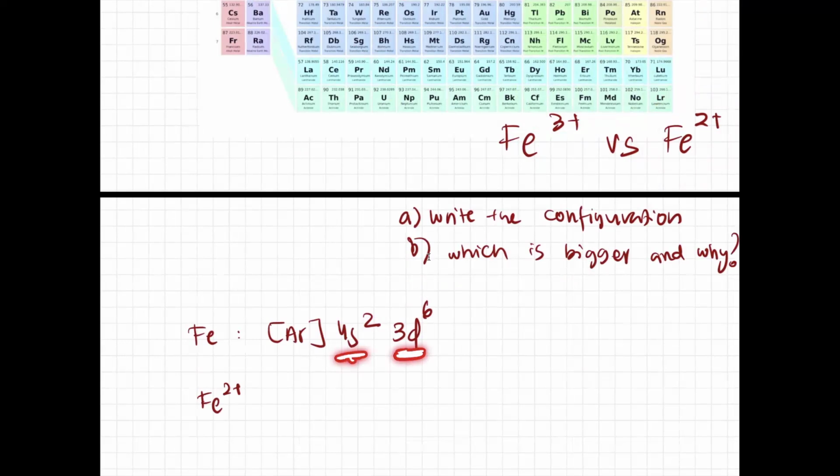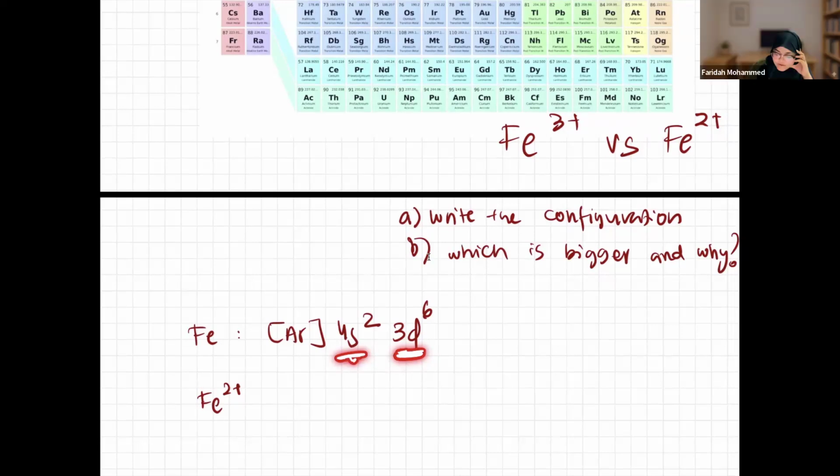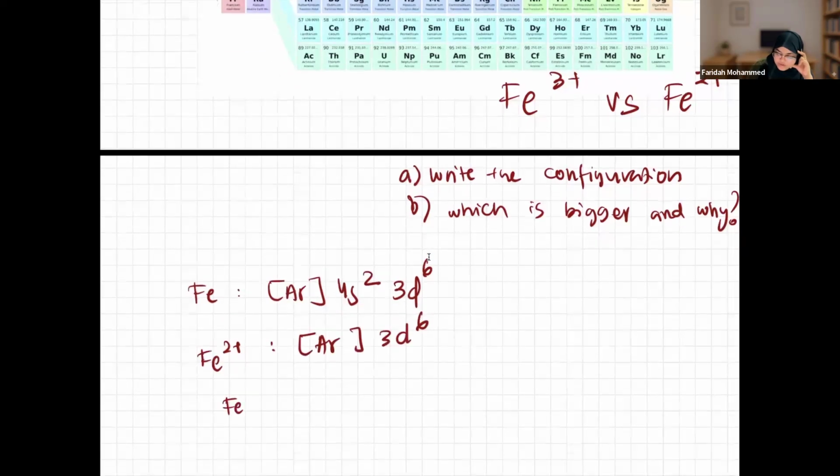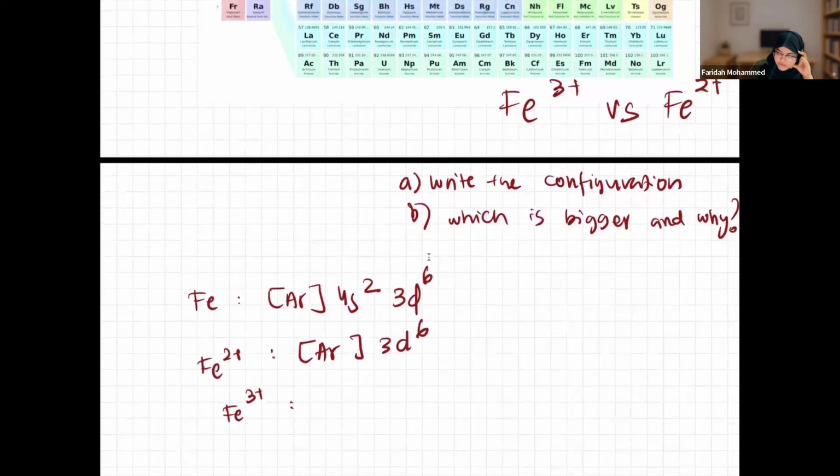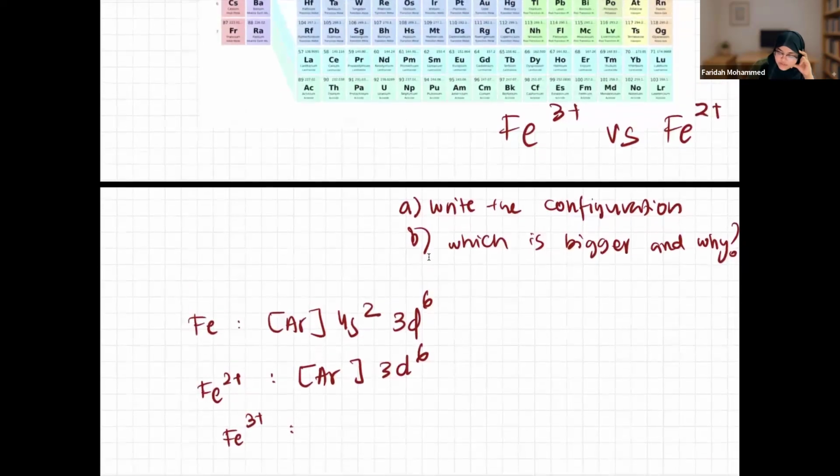We take it from the 4s because it's the outermost shell. You take from whichever one is the outermost. Good. We take from the outermost first. So when we want to remove the 2 electrons, we take out from the 4s. So for Fe2+, you get argon 3d6. And for Fe3+, you take 2 from here, 1 from here, and you have argon 3d5.